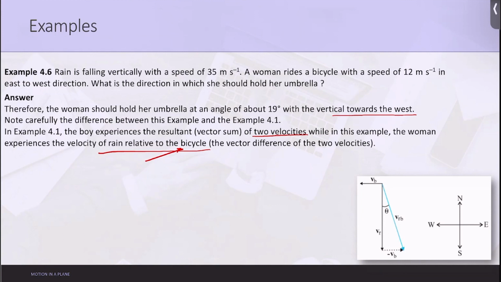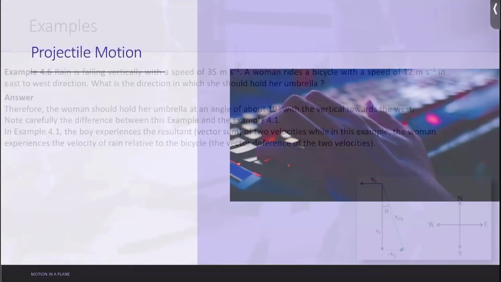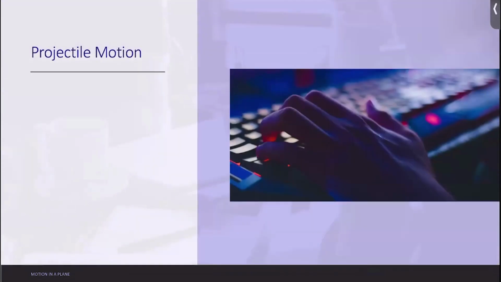In that example, it was asked what is the new velocity of the rain, and here it is asked what should be the direction of the umbrella. There also the umbrella was being asked, only the analogy is changed. There we did a vector sum, and here we did relative addition, or basically the relative velocity of rain with respect to your bicycle. That thing being said, let's move on with the new subtopic, that is projectile motion.